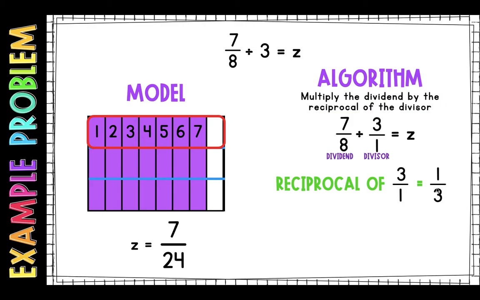So I'm going to rewrite my equation as the dividend, 7/8, multiplied by the reciprocal of the divisor, which we said is 1/3. Now I just need to multiply straight across. 7 times 1 would be 7, and 8 times 3 would give me 24. So again, I get 7/24.